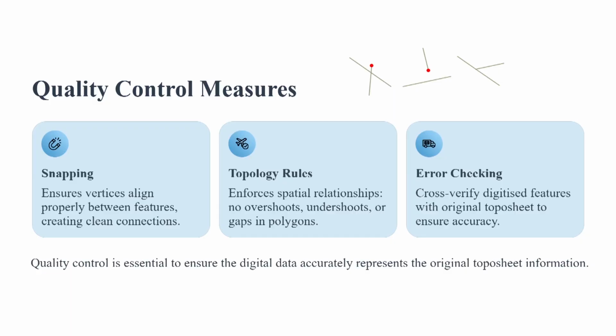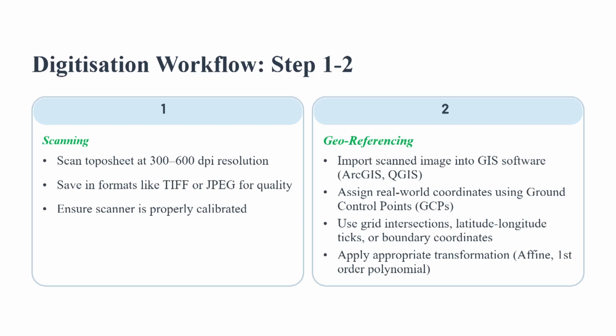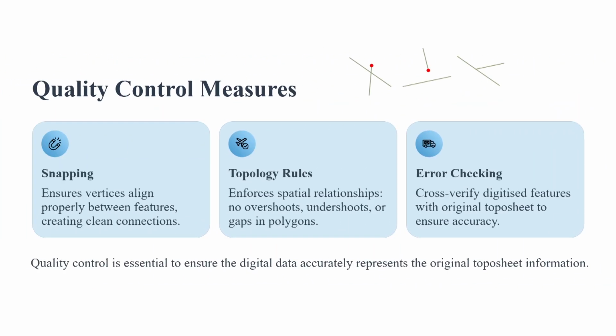Quality control measure: when we digitize, we have to note snapping, topology rules and error checking; everything we have to check. When we do the digitization, we can simply say that we are tracing from the georeferenced topo sheet. So, snapping, topology rules and error checking, these three things we have to carry out as quality control measures in the process of digitization.